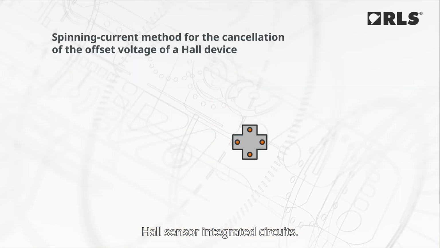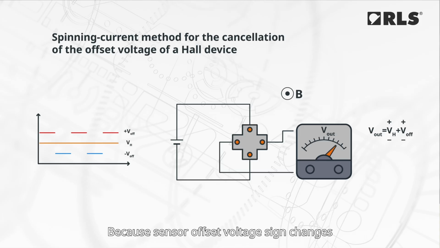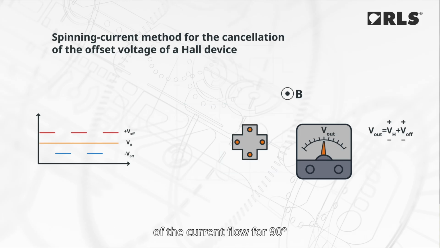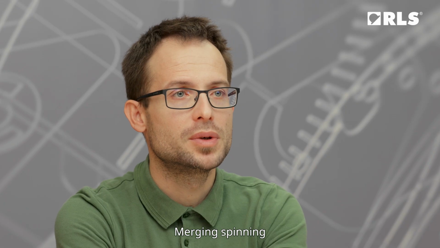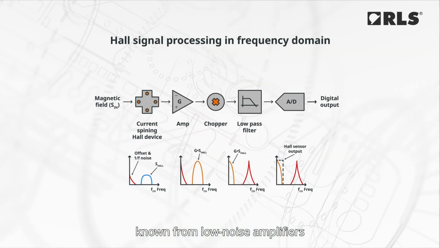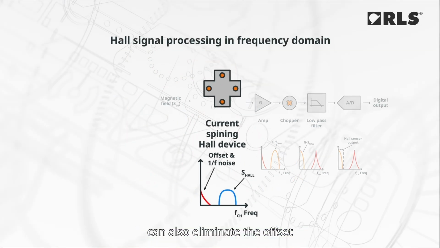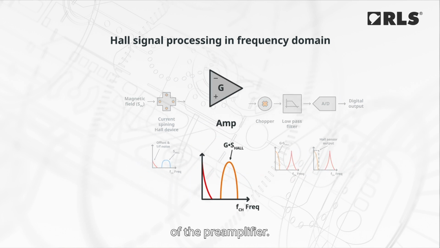To resolve the issue, the so-called spinning technique is used in Hall sensor integrated circuits. Because sensor offset voltage sign changes after rotating the direction of the current flow by 90 degrees and Hall output voltage does not, we can eliminate the unwanted offset by alternately changing the direction between the input current and output voltage connection. Merging spinning with the chopping technique known from low noise amplifiers can also eliminate the offset voltage and 1/f noise or pink noise of the preamplifier.